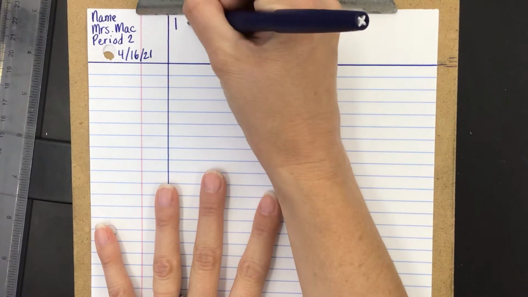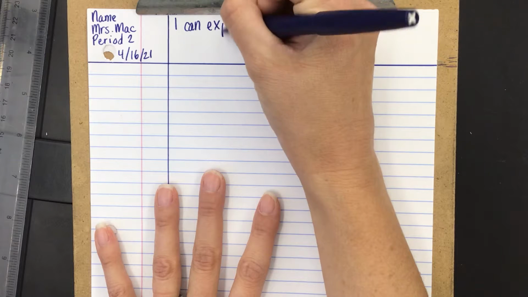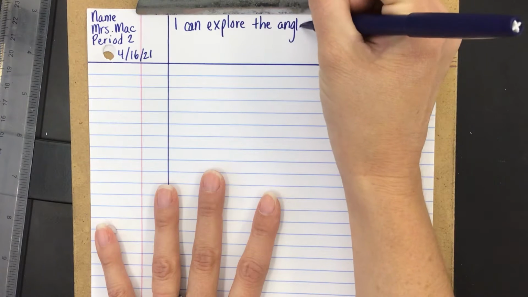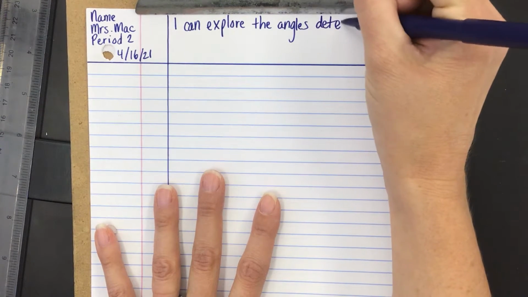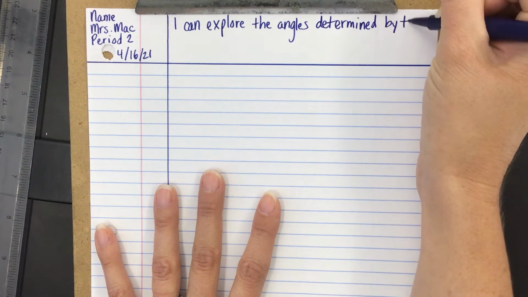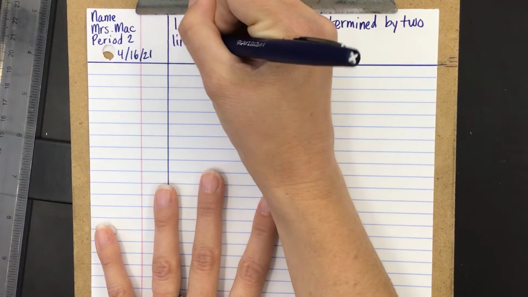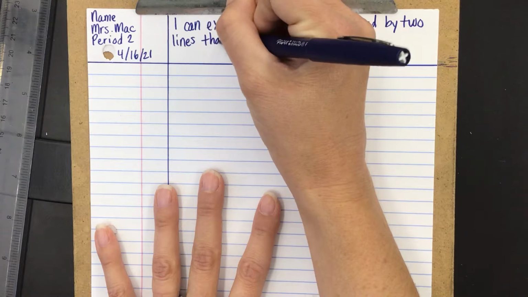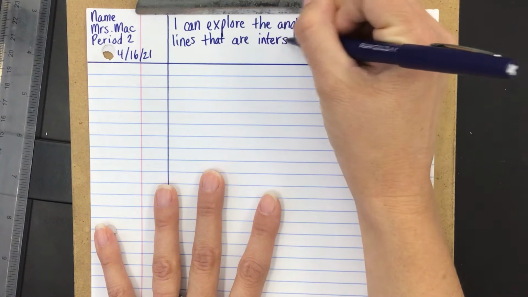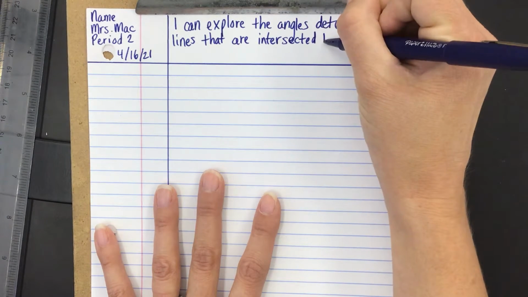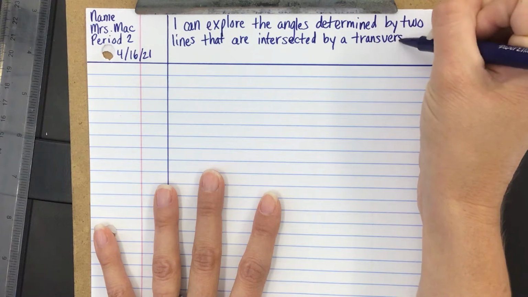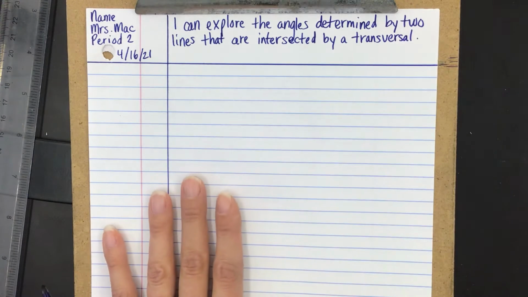So our learning target for today is I can explore the angles determined by two lines that are intersected by a transversal. Okay? That's what we're going to be talking about today.